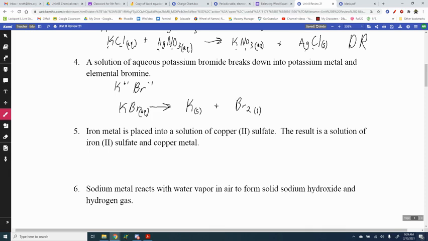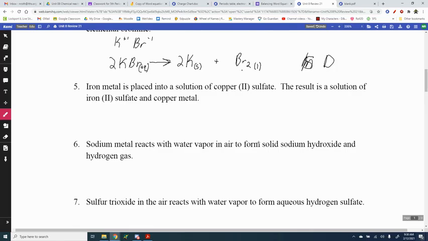Okay, so next we have to balance. The only element that's not balanced is Br. We have 2 Br on the right, 1 on the left, so we can put a 2 there. Now we have 2 K on the right and 1 K on the left, so we can put a 2 there, and now it is balanced. This is a decomposition reaction, the opposite of synthesis.